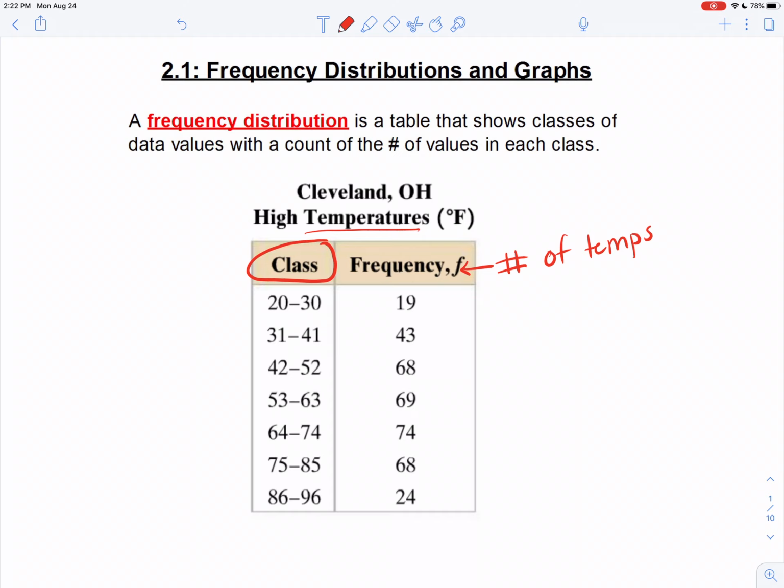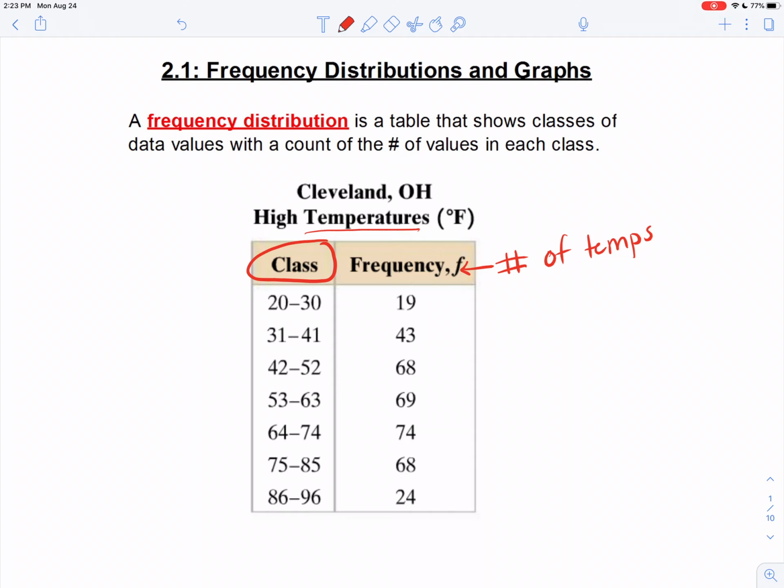So again, the way I read this, a frequency of 19 tells me 19 of the temperatures in this data set were between 20 and 30 degrees. 43 of the temperatures were between 31 and 41 degrees. Now, I don't know exactly what the temperatures are anymore, but I know there were 43 of them that fell within that range of 31 to 41 degrees. Okay, so that's first and foremost, is just making sure that you can read and interpret a frequency distribution correctly.